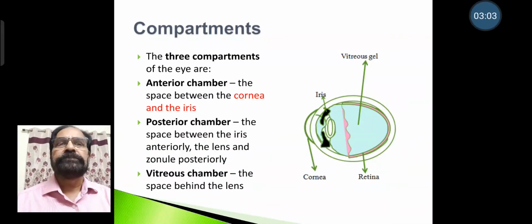Compartments. You can say there are 3 compartments in the eye. Anterior chamber. It is the space between cornea and the iris, as you can see in the picture. Posterior chamber. It is the space between iris anteriorly and the lens and zonule posteriorly. Then we have vitreous chamber. Vitreous chamber, the space behind the lens.